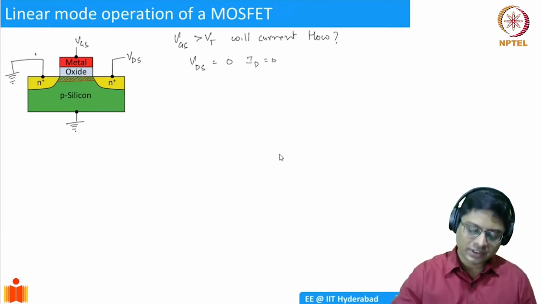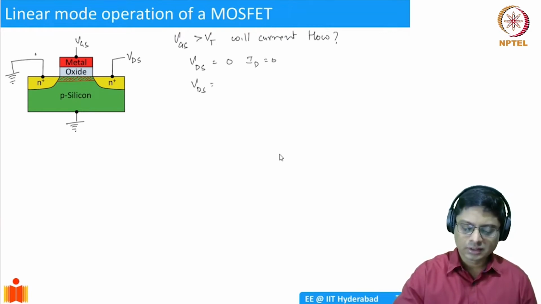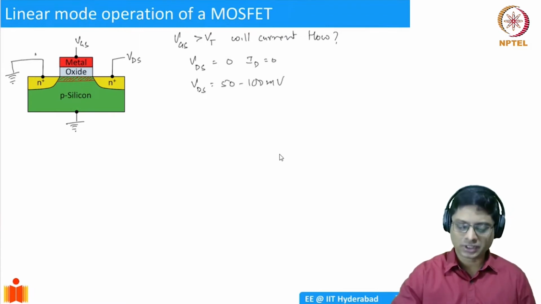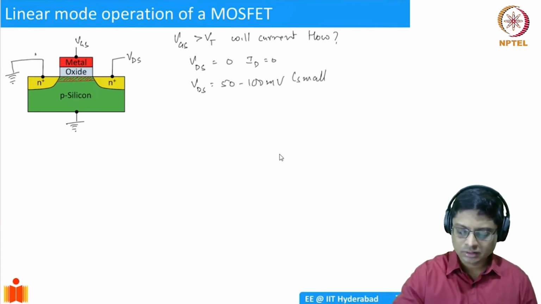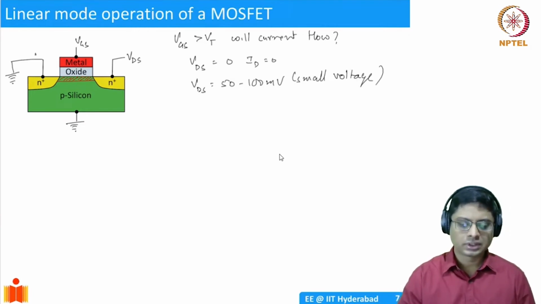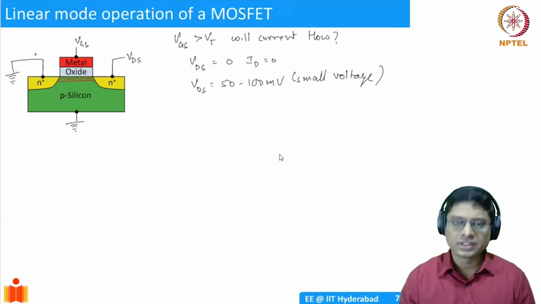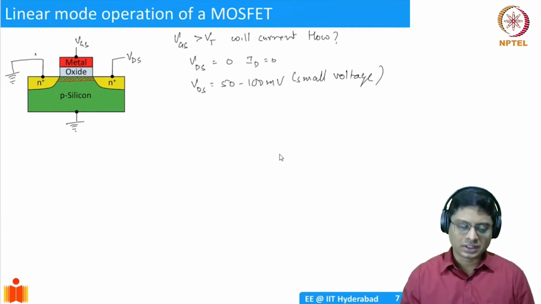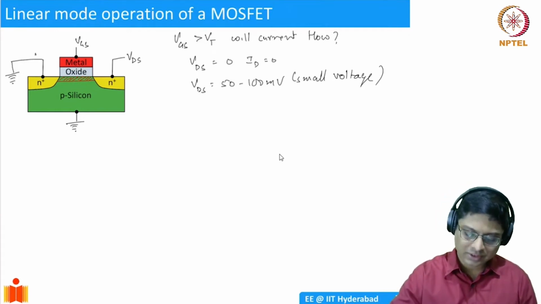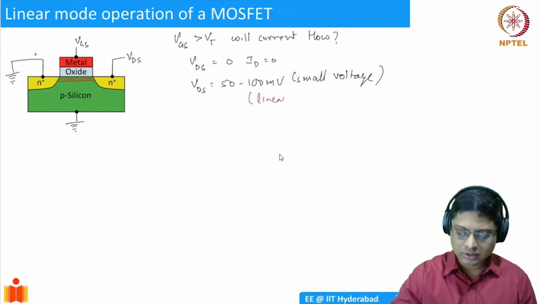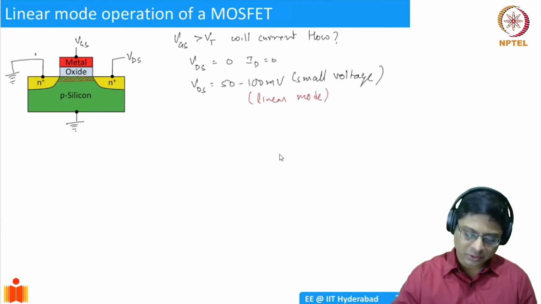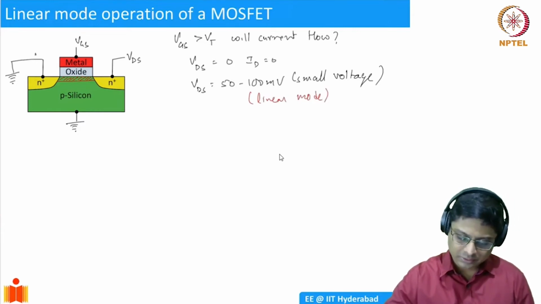But if VDS is, let's say, like 50 to 100 millivolts typically, small voltage, okay? What happens? When you have VDS, which is a small voltage, then the current can flow. And we will derive an expression for this, but when VDS is a small voltage like this, we call it a linear mode of operation. Linear mode.